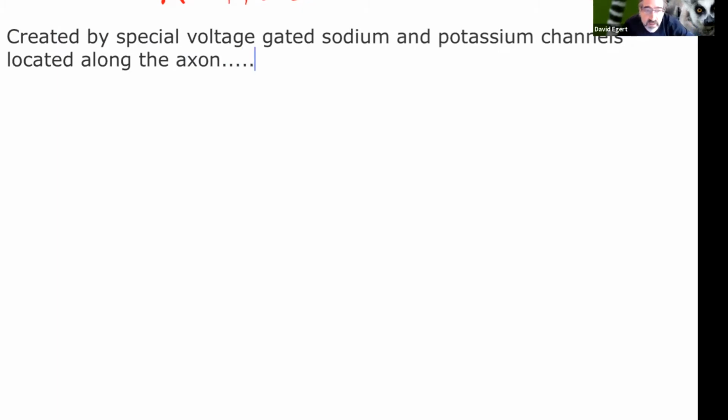All right. So in the axon of the neuron, there are these special voltage-gated sodium and potassium channels that are going to be responsible for creating and maintaining the action potential. And so I'm going to introduce them.